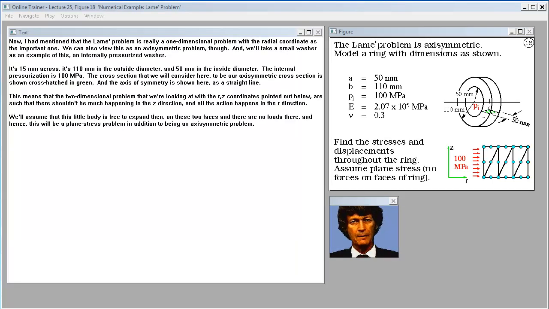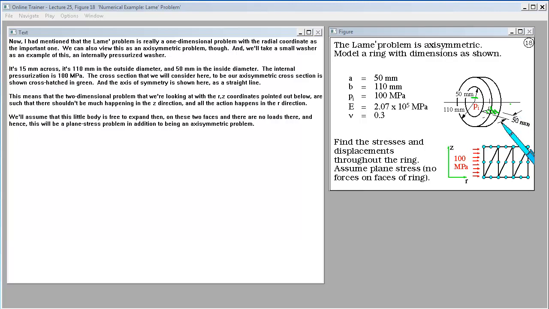Now, I've mentioned that the Lamé problem is really a one-dimensional problem, where the radial coordinate is the important one. We can also view this as an axisymmetric problem, though, and we'll take a small washer as an example of this, an internally pressurized washer. It's 110 millimeters in the outside diameter, and 50 millimeters in the inside diameter. The internal pressurization is 100 megapascals. The cross-section that we will consider here to be our axisymmetric cross-section is shown cross-hatched in green, and the axis of symmetry is shown here as a straight line.